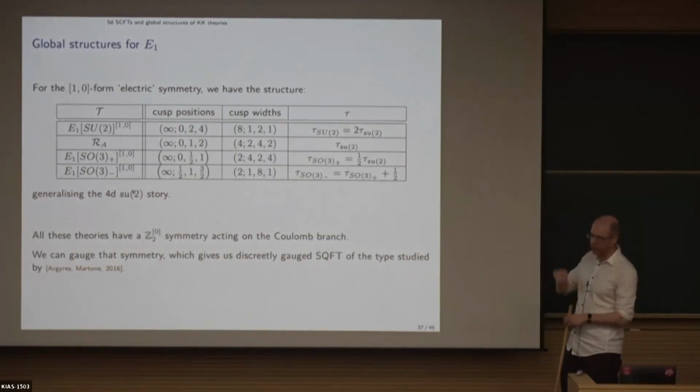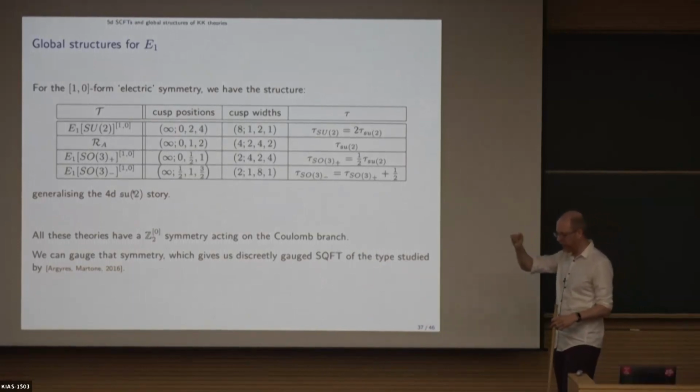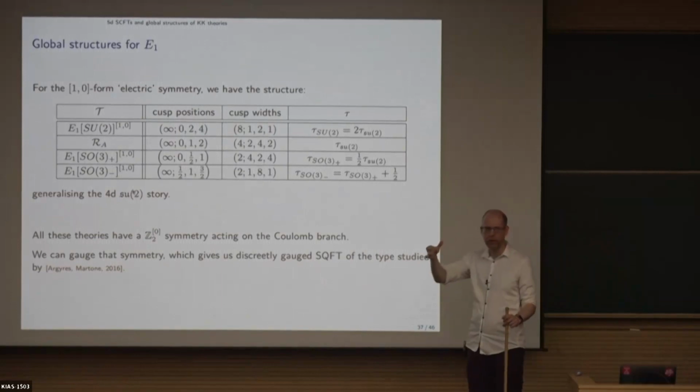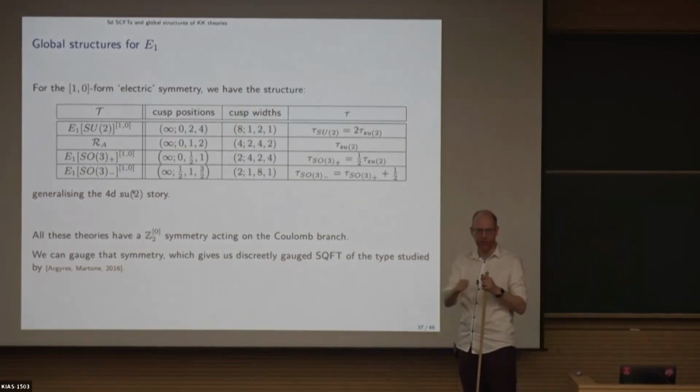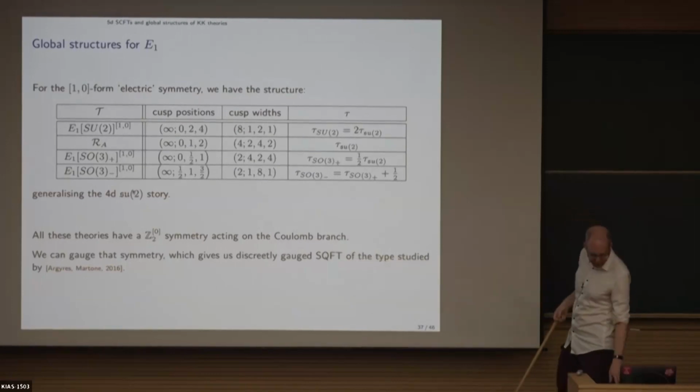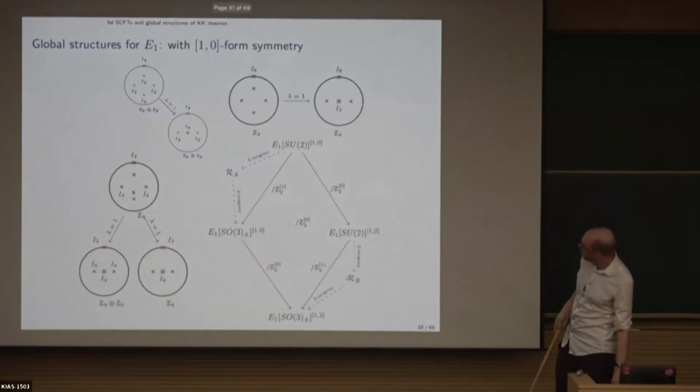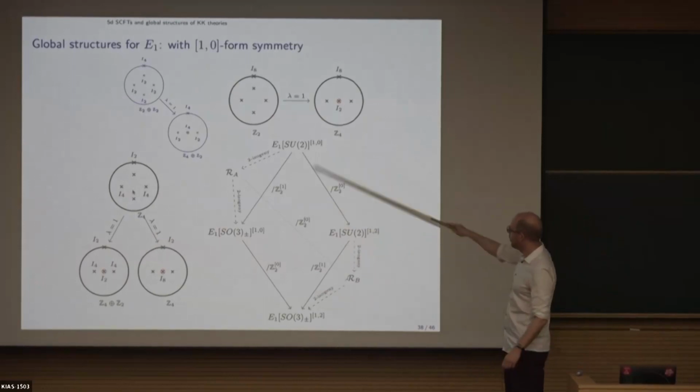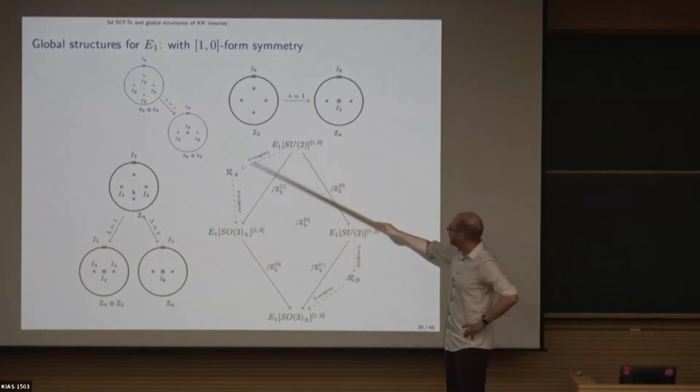And this corresponds, when you gauge a zero-form symmetry that acts, because the R-symmetry is broken on the Coulomb branch, you need to be careful to preserve supersymmetry and so on. But this is something that is well understood in some work in particular by Argyres and Martone. So we can do that. This is our commuting diagram. So let's focus on this part here.